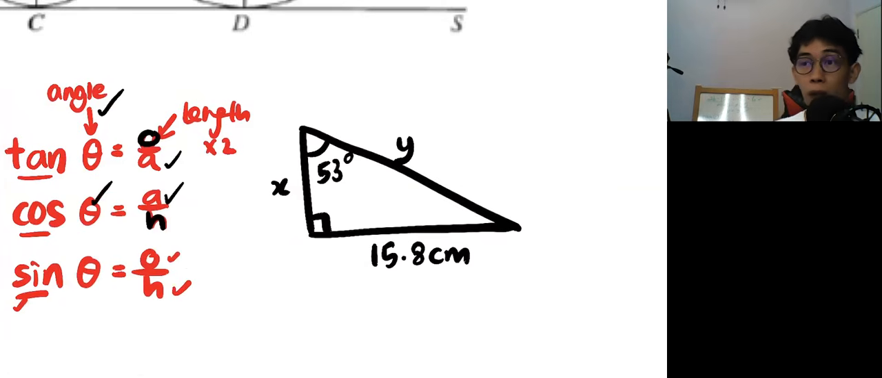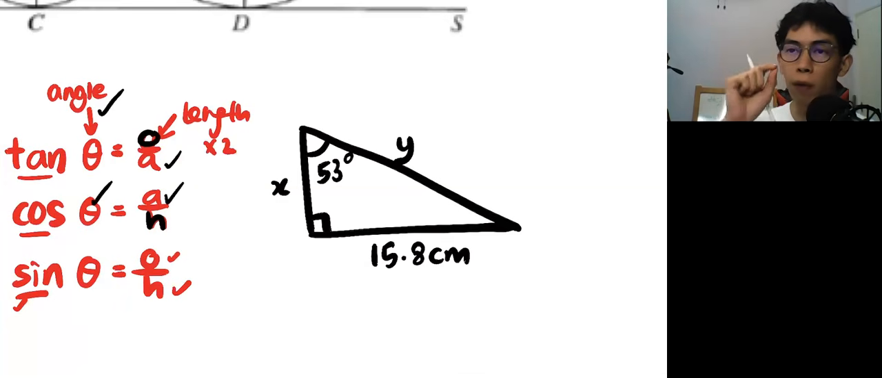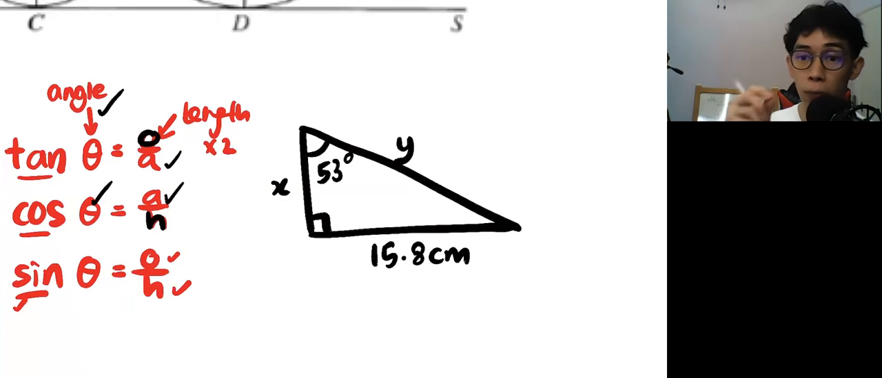Now, be careful. Of course, some of you know how to do it already. You can complete the X and Y. But for those who are not so sure, follow me. I will explain it one more time. Of course, I want everybody to answer me this. You have X and Y as the unknowns. You have 15.8 cm. You have 53 degrees as the angle. Is it possible for you to use Pythagoras theorem to solve any of your X and Y now?